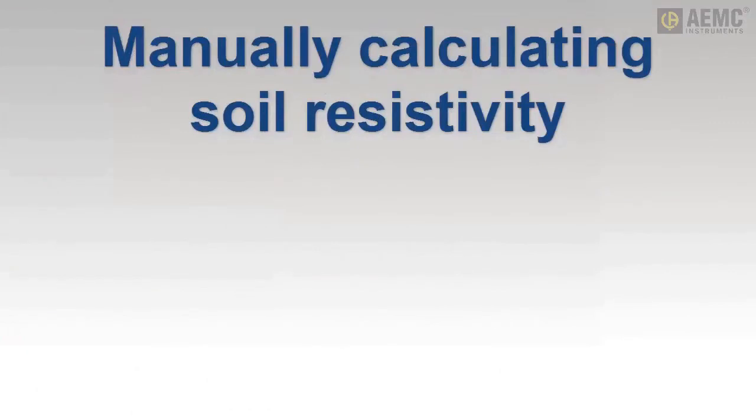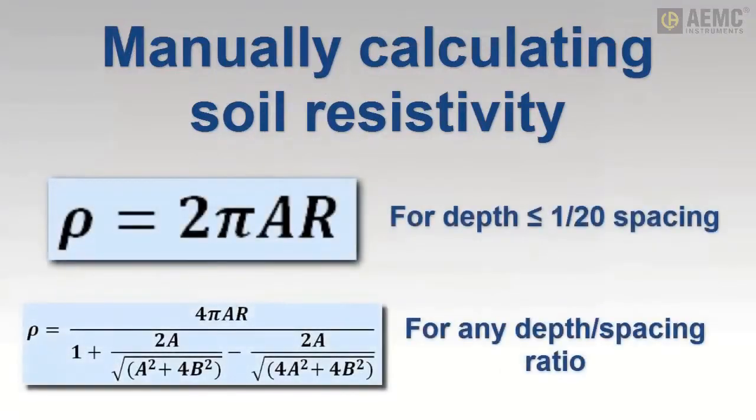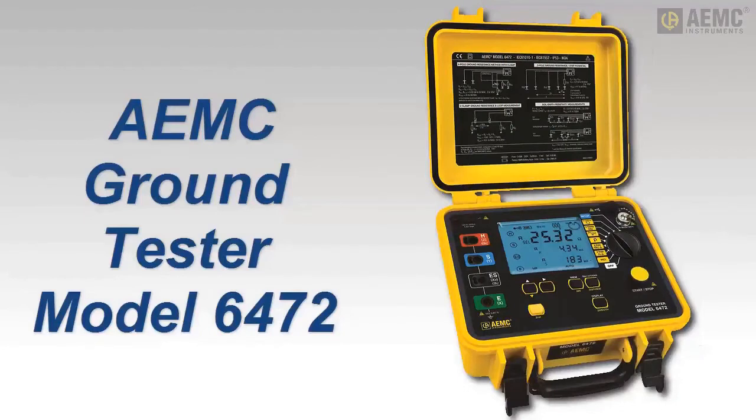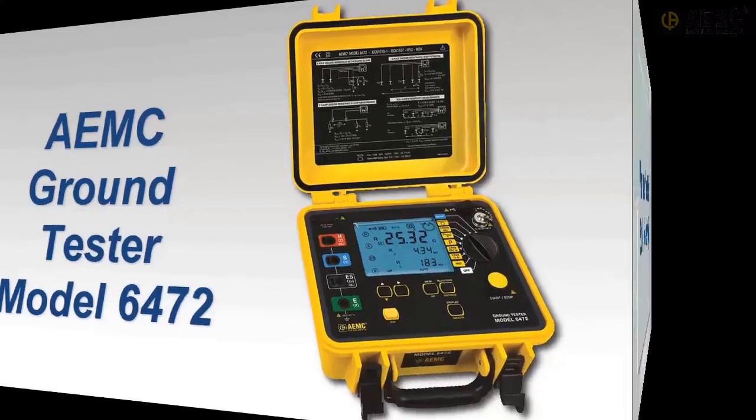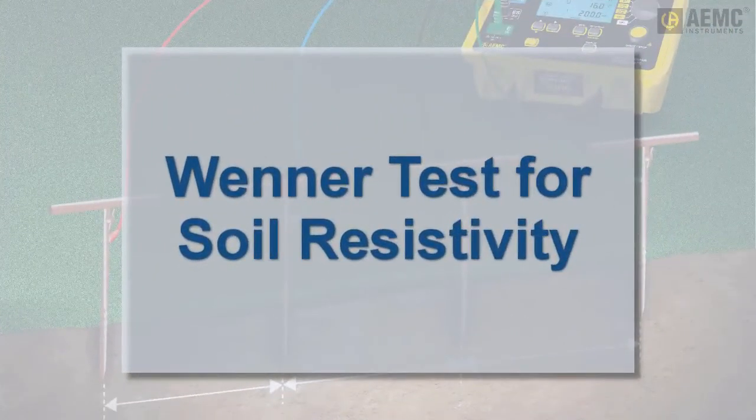Note that you can also perform a Wenner test by taking a soil resistance measurement and then manually applying a mathematical formula to calculate soil resistivity. However, if you regularly need to perform soil resistivity testing, we suggest purchasing an instrument such as the Model 6472 that automatically calculates this value. This will save time and eliminate potential math errors. This concludes our quick demonstration of performing a Wenner soil resistivity measurement with the Model 6472.